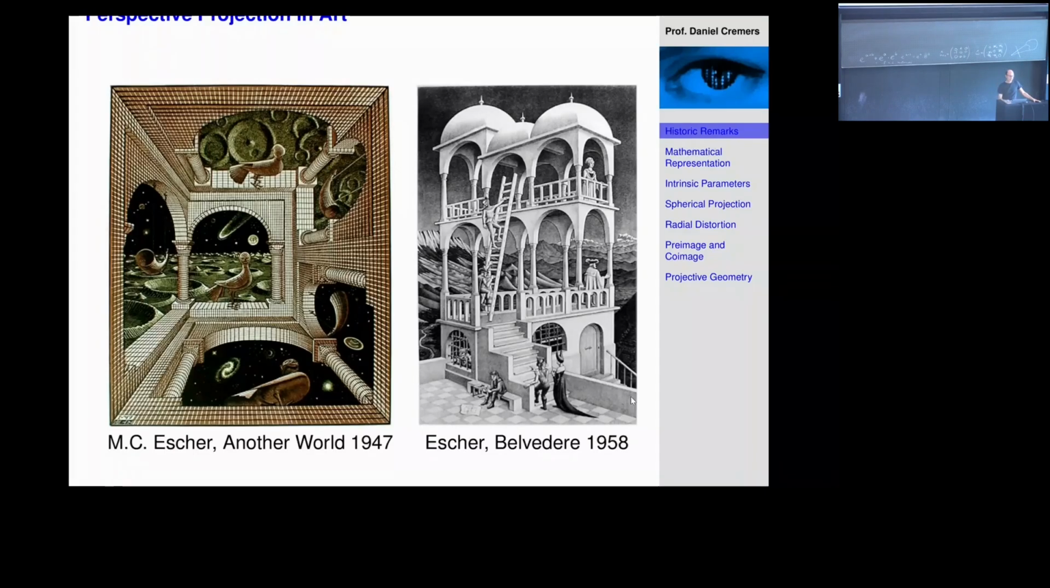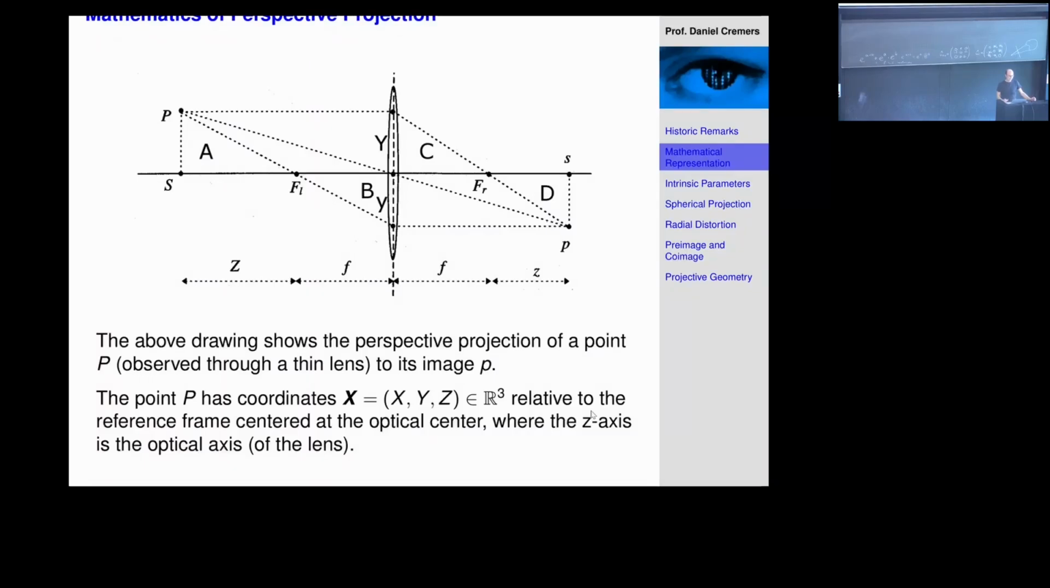And there's lots more of Escher if you want. Go online. There are so many drawings of Escher, and they're often quite amazing. I find you can spend 10, 15 minutes just staring at an image. It's quite fascinating. So this is perspective projection in the field of art. Now we come to how we model it in the machine.